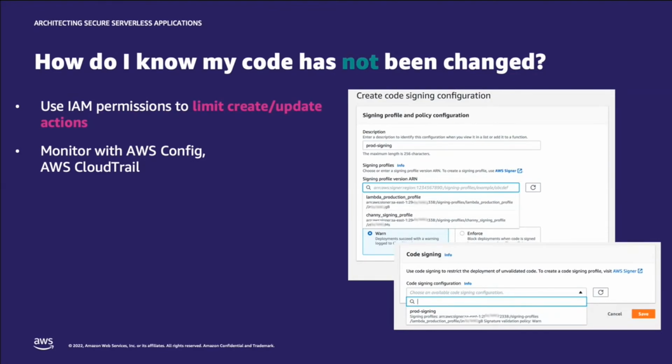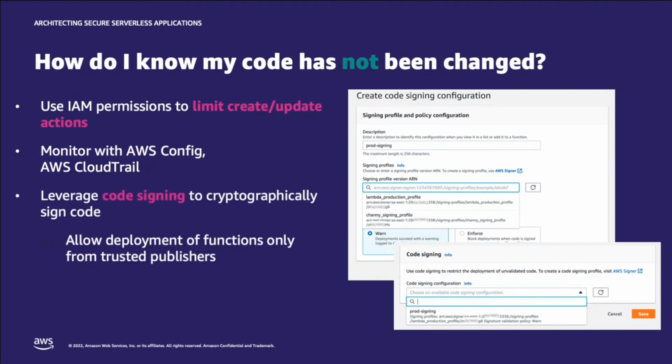So you may automate with CloudTrail, CloudWatch, and you can trigger some notifications with SNS for sure. And you may leverage code signing to cryptographically sign the code to allow the deployment of functions only from trusted publishers. So these are really straightforward, really simple measures that you may have in place when designing your application.